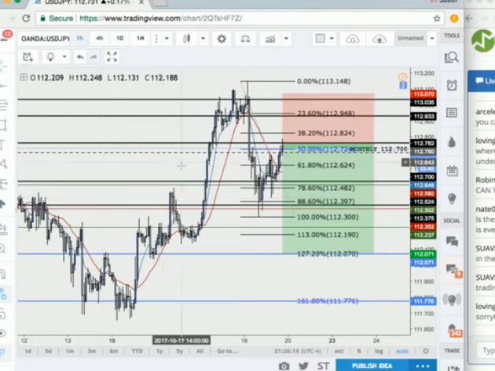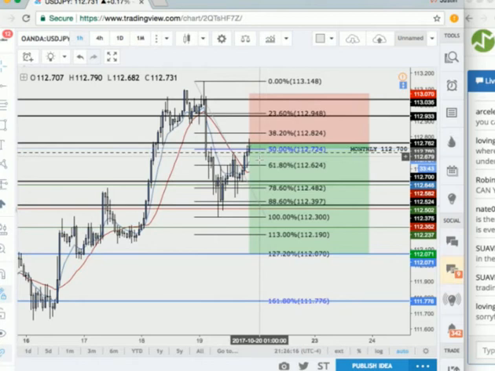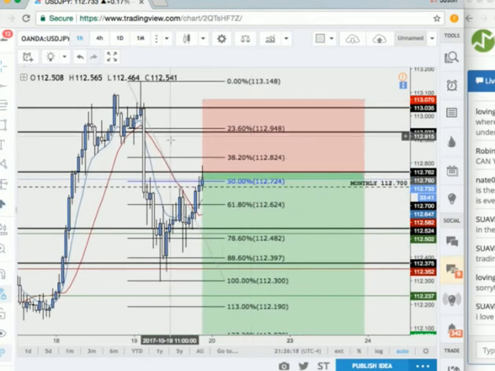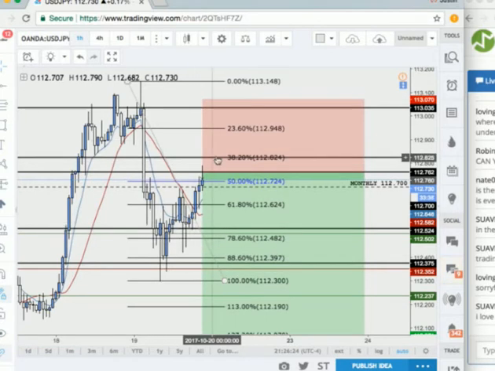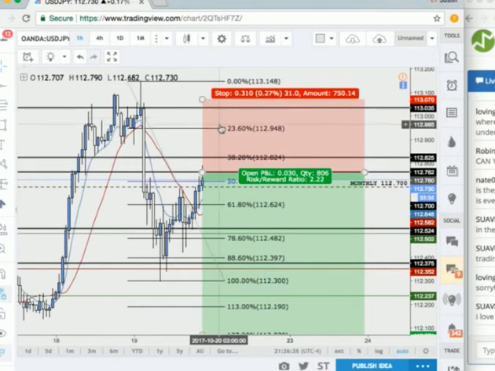But here it could hit the 38.2. Could hit this 38.2. Almost did. But it's still in this entire zone. See this risk? 30 pips right here.